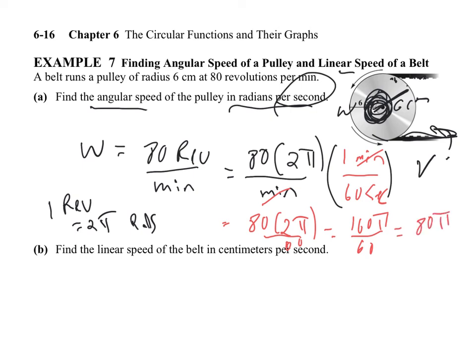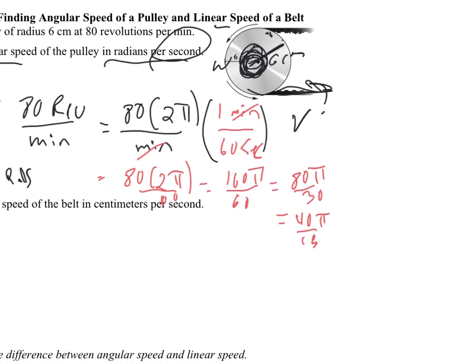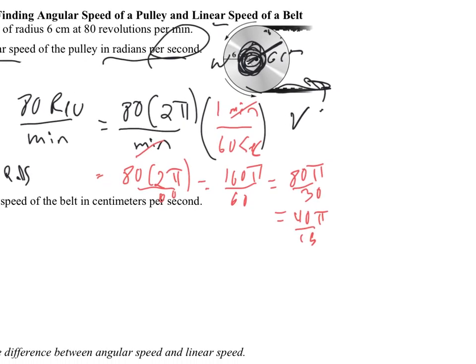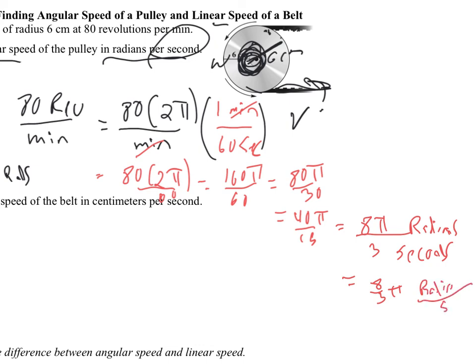Which is 80 pi divided by 30, which is 40 pi divided by 15. See, I just keep reducing it by cutting in half. It's the easiest thing to do, till it's small enough for you to see, oh, I could have gotten another 5 out of there. 8 pi. I'm going to put the word radians, you don't have to. 8 pi radians per 3 seconds. Or 8/3 pi radians per second.